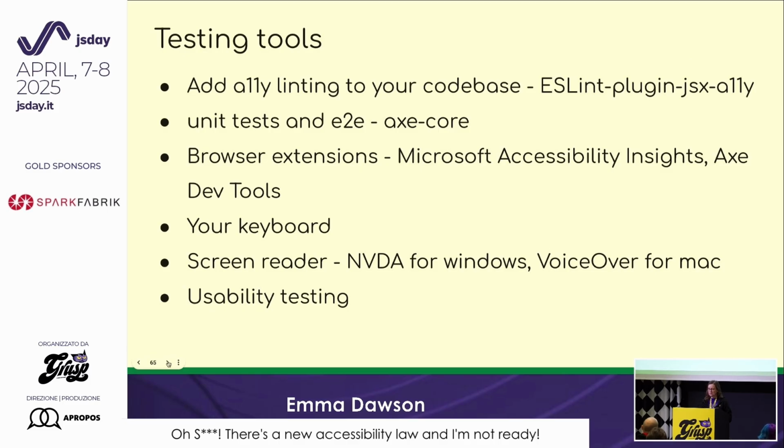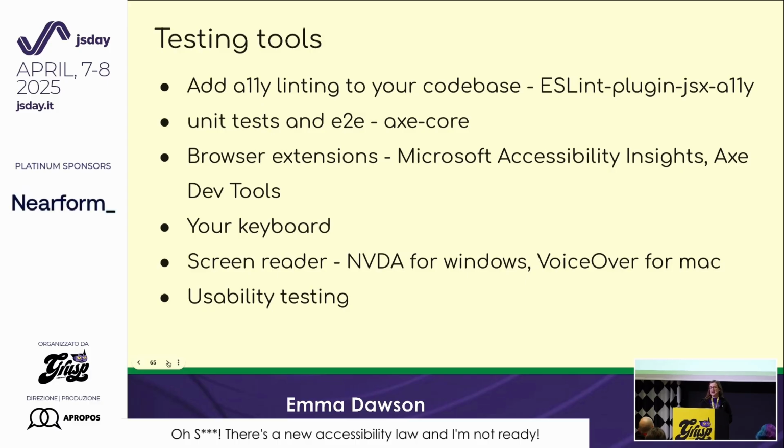Some testing tools that you can use to make this easier for you to achieve. Nearly all of us probably use ESLint in some form in our code base. ESLint has a plugin called JSX A11Y. If you add that into your code base, it will automatically highlight things if you've forgotten an alt attribute on your images, for example. It will pick that up even before you've pushed your code up to GitHub or wherever you push your code to. It doesn't pick up everything. All automatic tools pick up roughly 30 to 40% of issues.